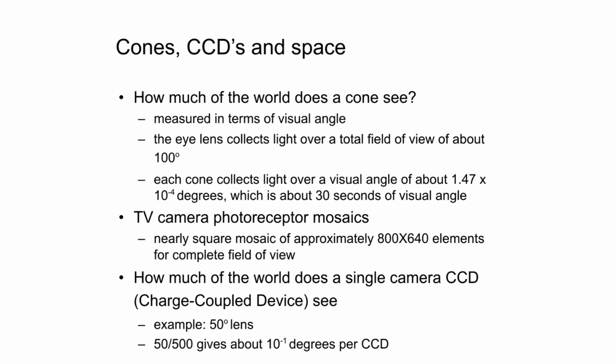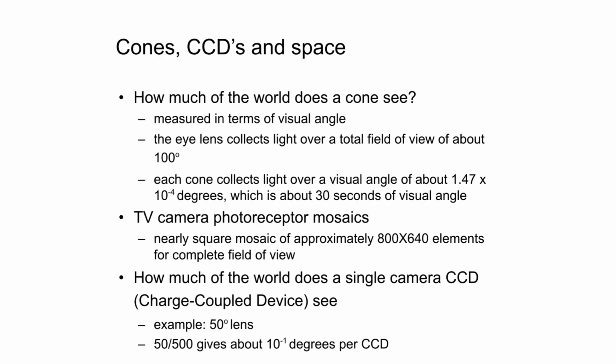But when we come to CCDs, by the way, they are charge coupled devices, and they could be digital cameras, HD cameras, or TV cameras. Different types of cameras or vision sensors are referred to as charge coupled devices. So when we come to the TV camera, for instance, the TV camera photoreceptor mosaic is a nearly square mosaic of approximately 800 by 640 elements, and this defines the complete field of view of the TV camera photoreceptor mosaic.